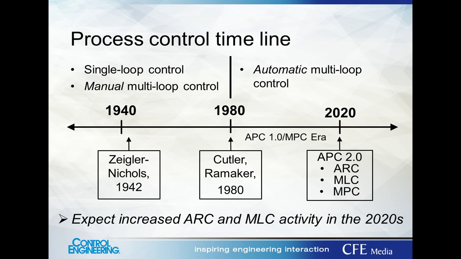The situation changed in the 1980s with the rise of computers and methods to implement automatic multi-loop control, in particular model predictive control as first published by Cutler and Ramaker in 1980. Industry went large with MPC, and the rest is history, as they say. The period from 1980 until now could well be called the MPC era, or as I tend to call it, APC 1.0.